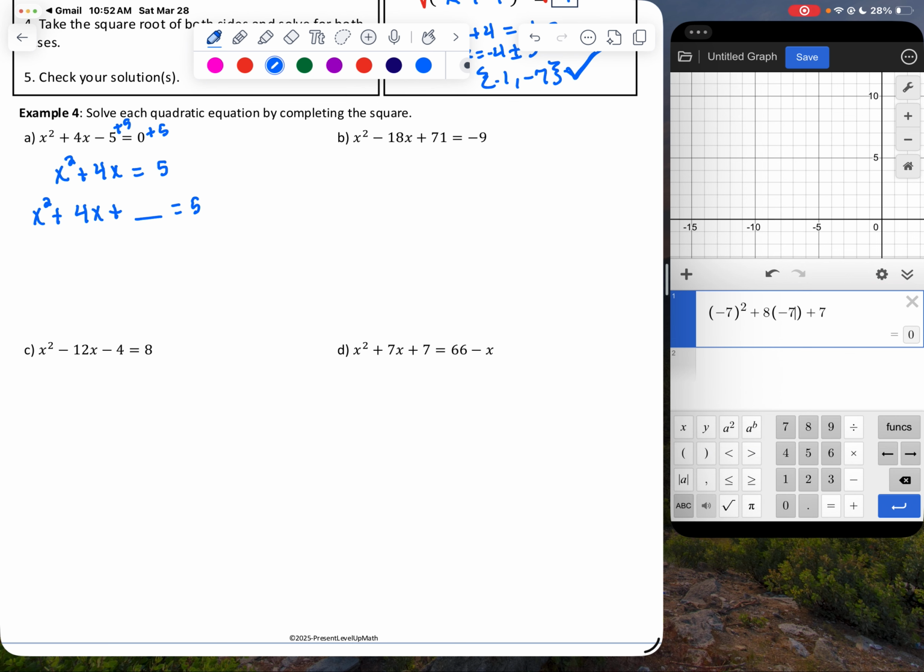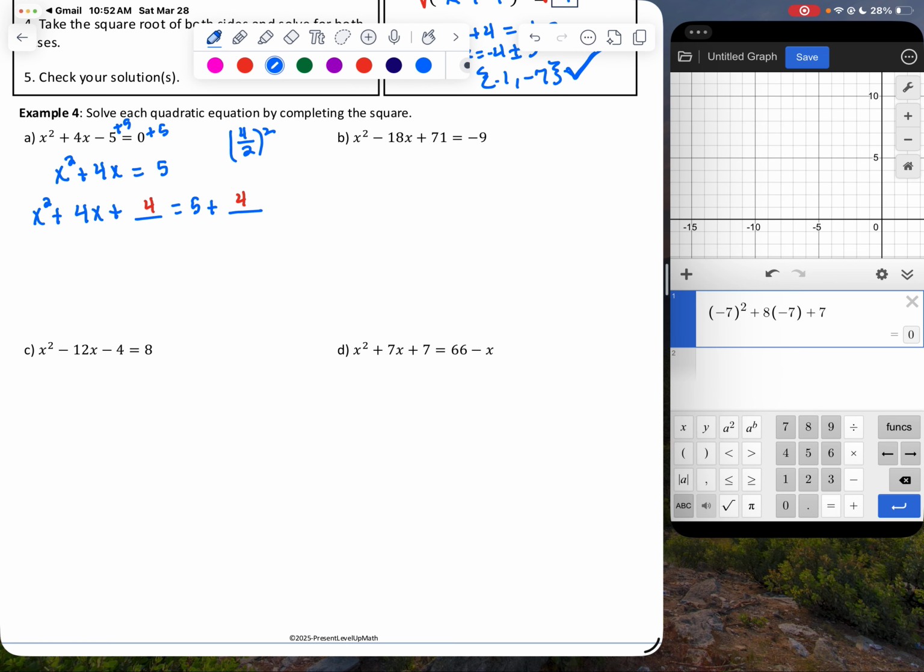Now if I add a number to the left side, I'm going to have to also add it to the right side. All right, so to create the perfect square, remember, take the coefficient of your middle term, 4, divide it by 2, and square it. So 4 divided by 2 is 2. 2 squared is 4. So I'm adding a 4 here and adding a 4 here.